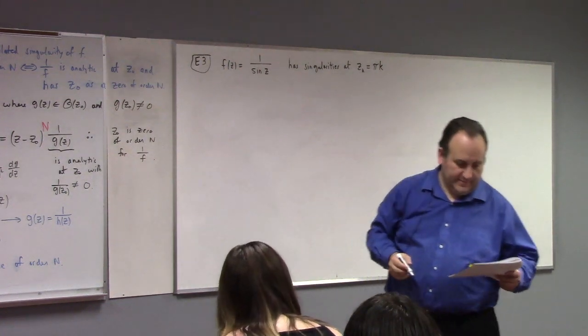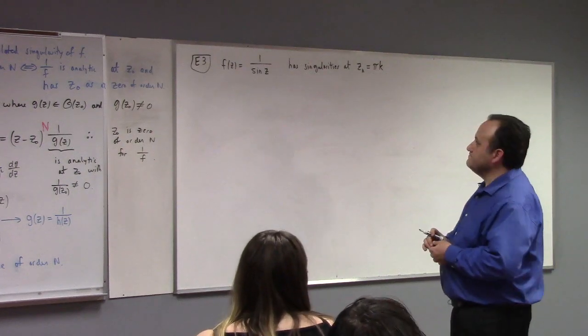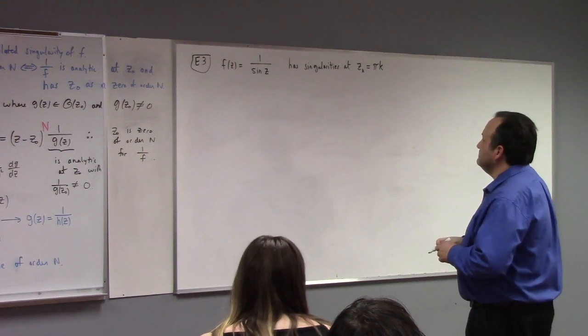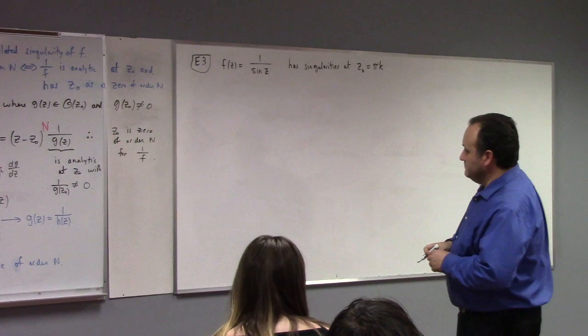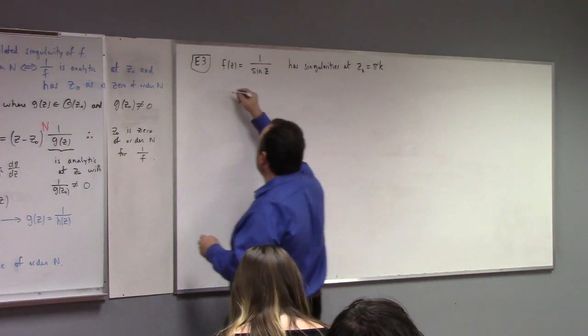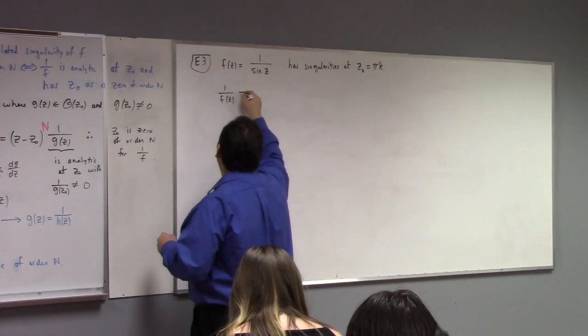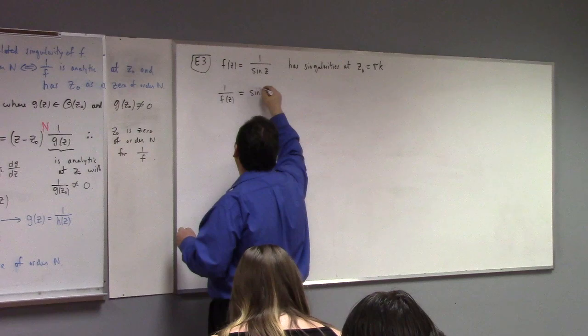What's the order of the pole? Let's see here. So 1 over f of z, right, is equal to what? Sine z.